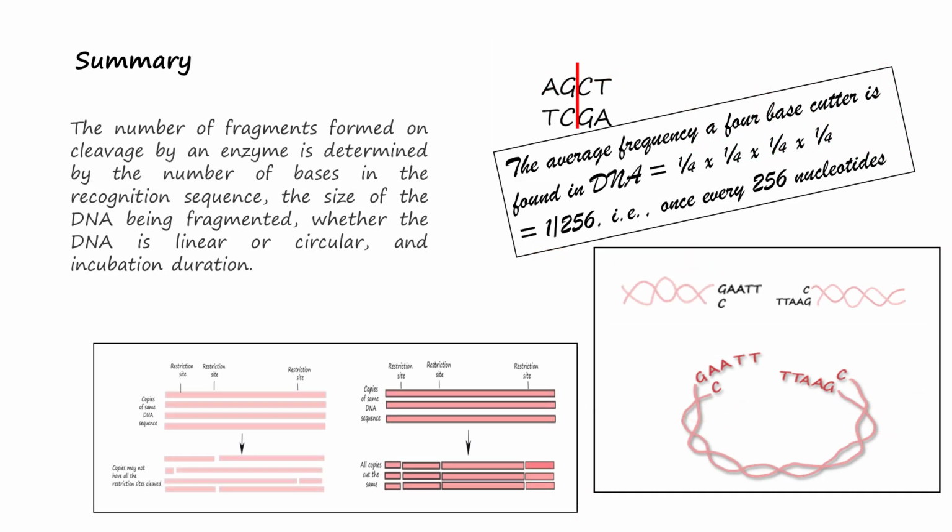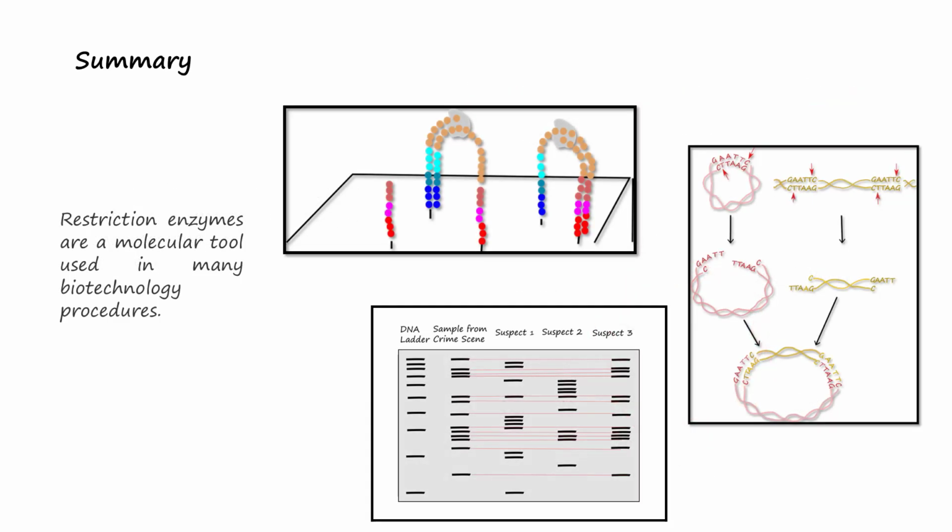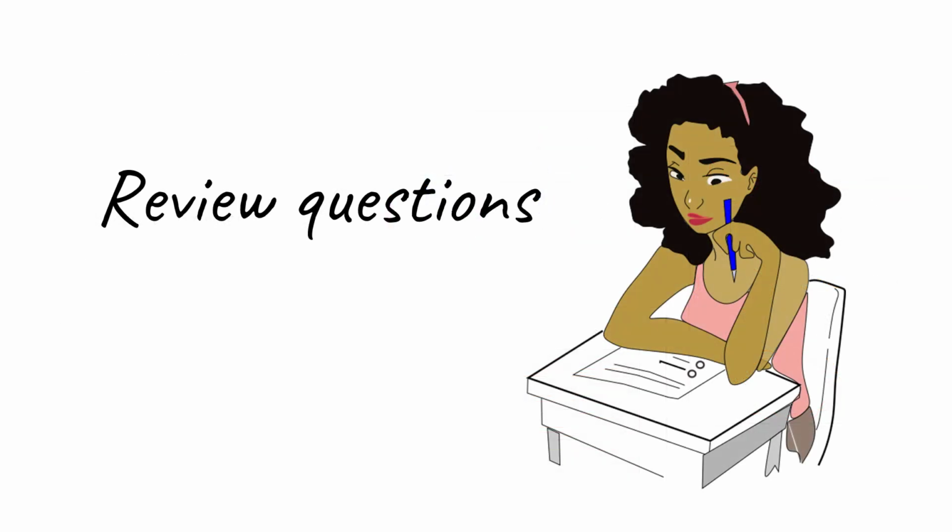3. The number of fragments formed on cleavage by an enzyme is determined by the number of bases in the recognition sequence, the size of the DNA being fragmented, whether DNA is linear or circular, and whether digestion is complete. 4. Restriction sites of enzymes act as markers on a chromosome in restriction mapping. 5. Restriction enzymes are a molecular tool in many biotechnology procedures. Now to review the concepts covered with a few questions.